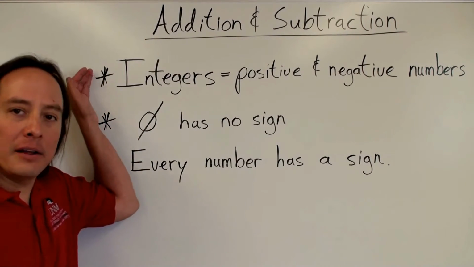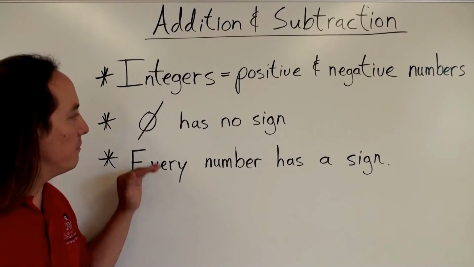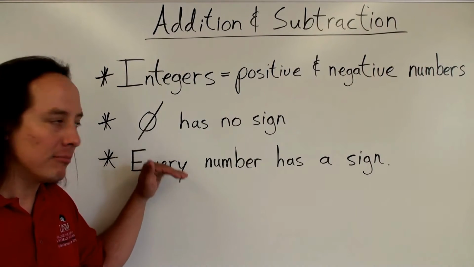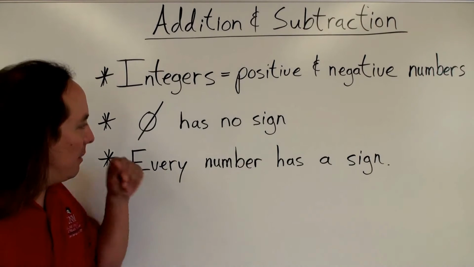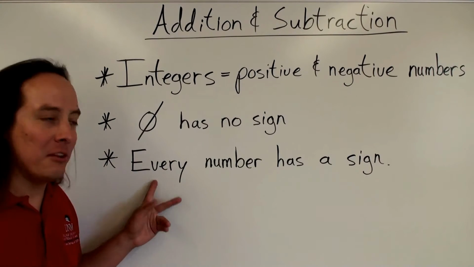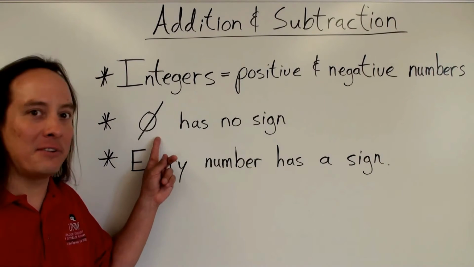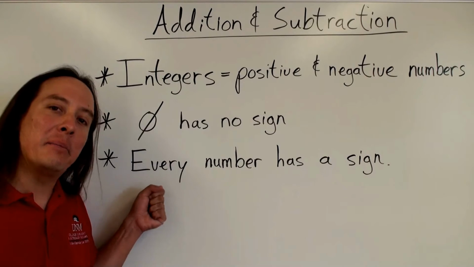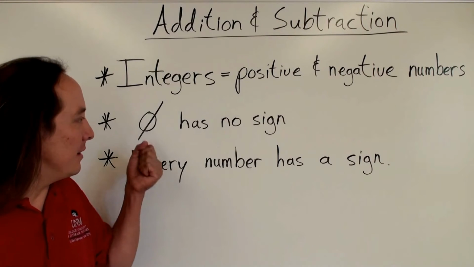So again, I already explained what integers are. That's both positive and negative numbers. Now these two are kind of contradictory. They kind of contradict each other, but it's okay. I'll start with this one. Every number has a sign, except for 0. Okay, so every number has a sign. That's very important to understand.